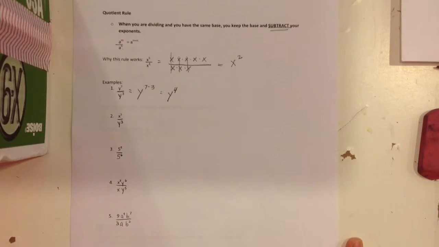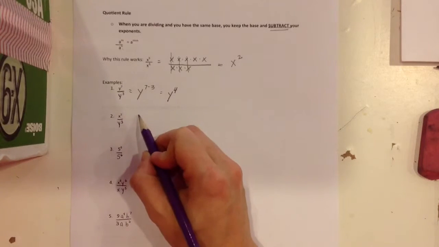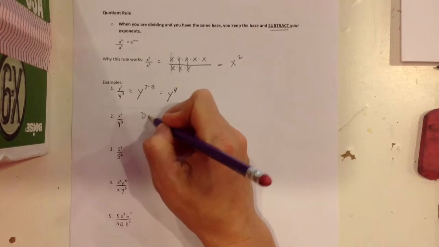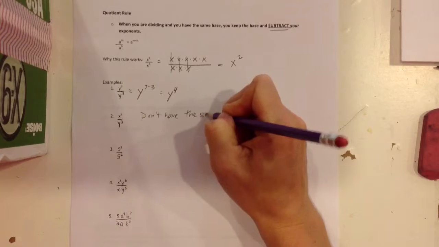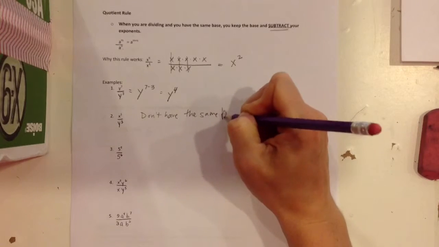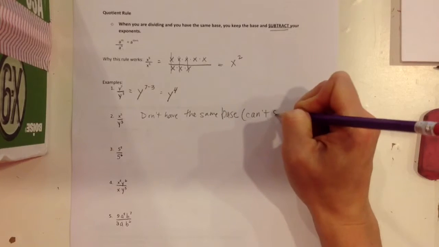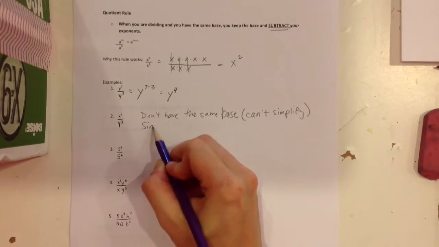Now notice on number 2, I have x to the 5th over y to the 3rd. I don't have the same base. So I cannot simplify. So it's in simplest form.